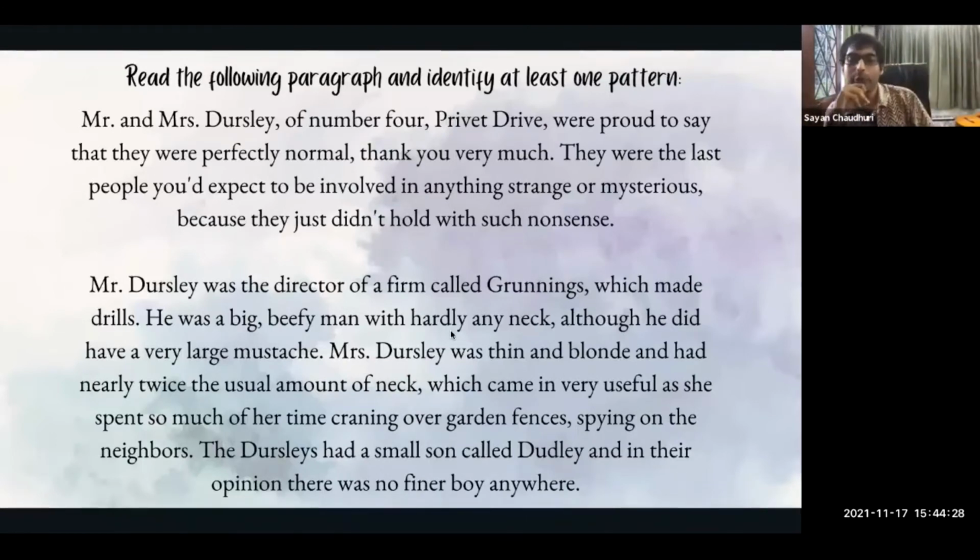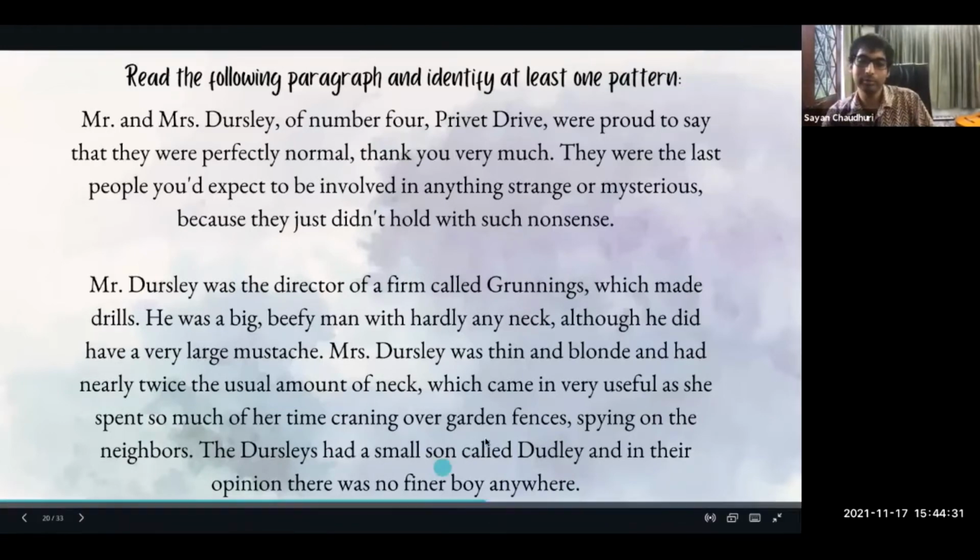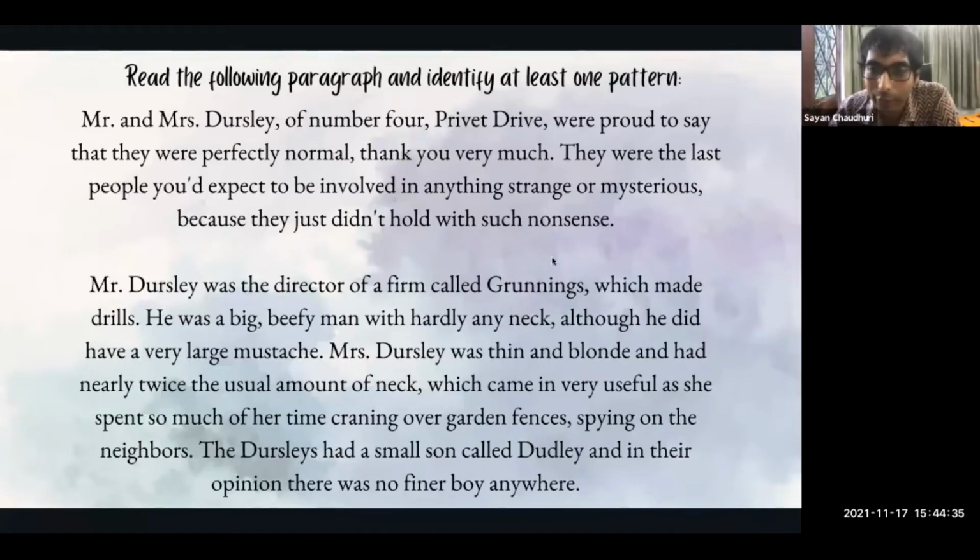What about other patterns? Can you notice? Okay, Rosemary has said they were perfectly normal. Thank you very much. They just didn't hold with such nonsense. And in their opinion, there was no such thing as a boy anywhere. All signify arrogance, superiority, and egotism. Okay.